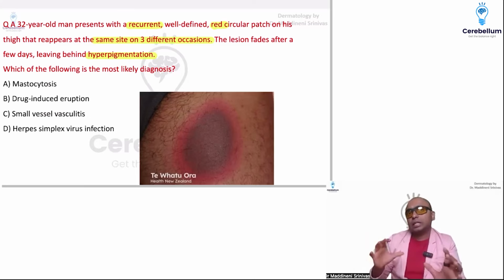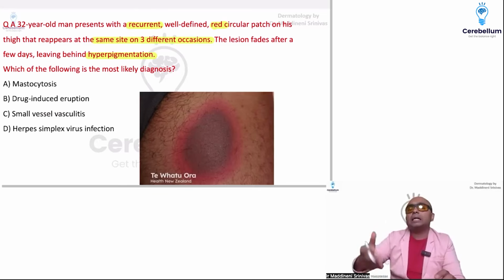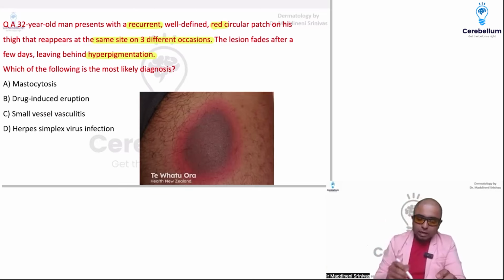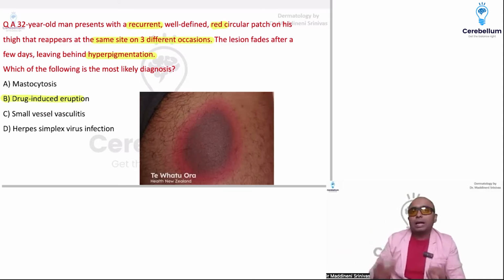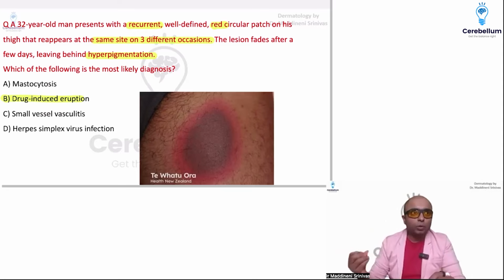If this was the question and this was the image, you should always think of the drug eruption which is fixed at the same site and is recurrent in nature at the same site due to the fixed drug. So it is a fixed drug eruption, or if fixed drug eruption was not mentioned in the options, you can put drug induced eruption.